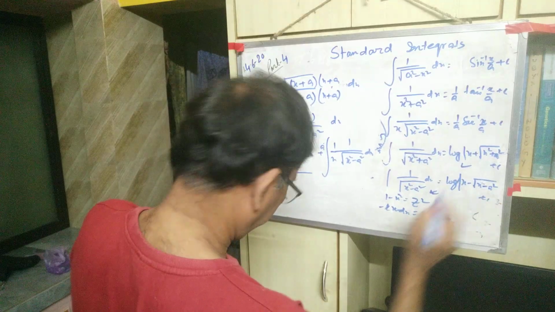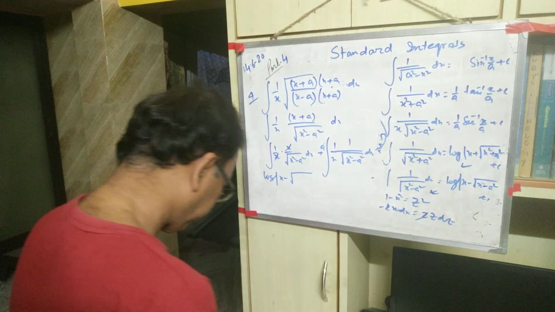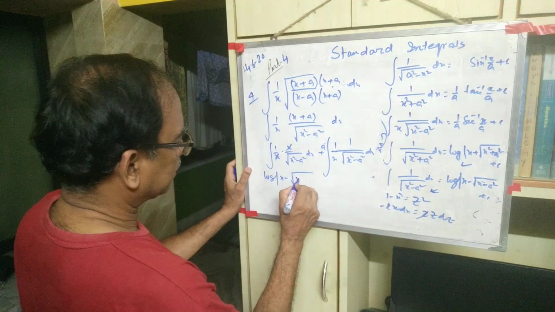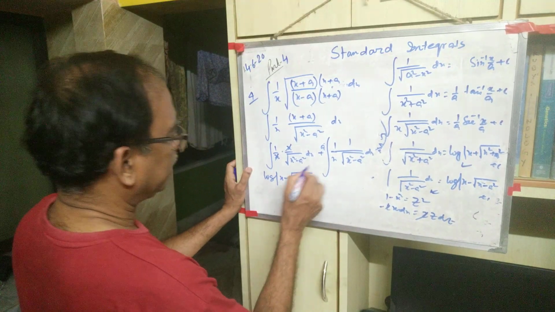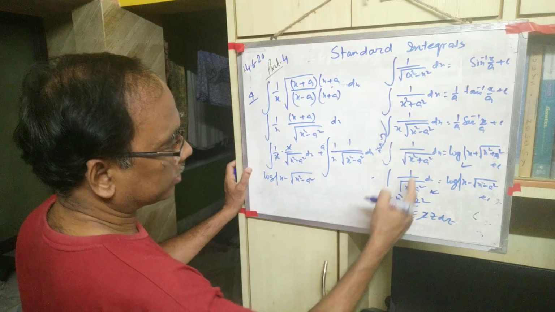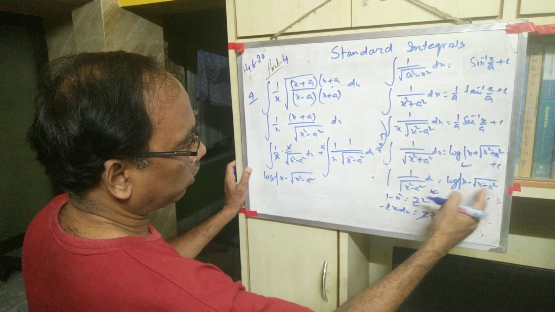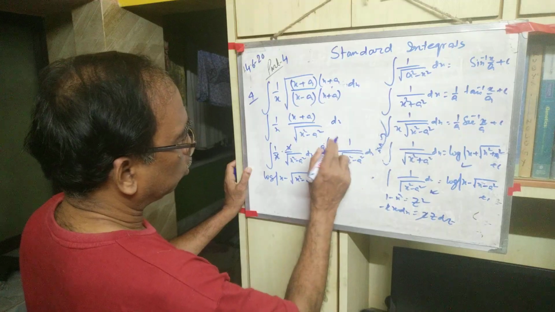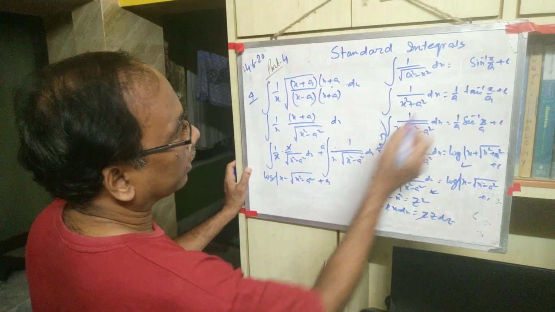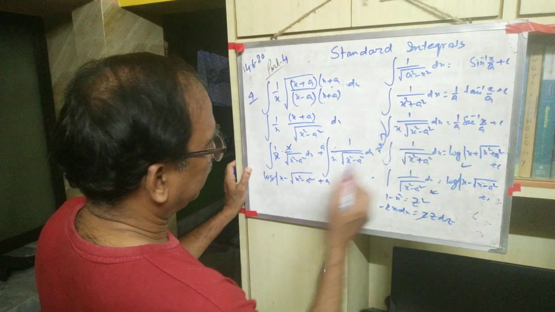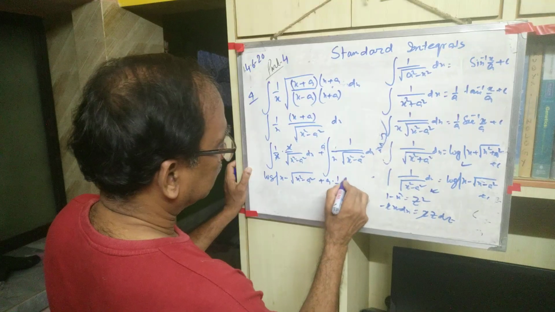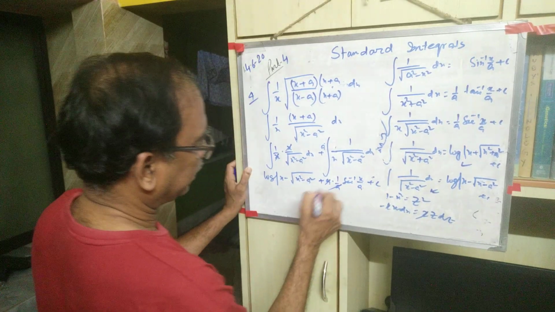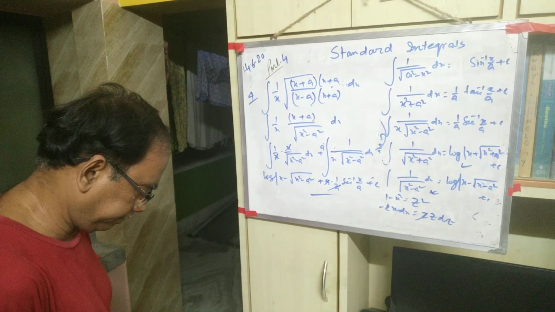This should be x square minus a square. Yes, x square minus a square, log. Integration of this, 1 by root over x square minus a square, log of x minus root over of x square minus a square, into a, plus 1 by x root over of x square minus a square, 1 by a sec inverse x by a plus c, a cancel, that is the answer.